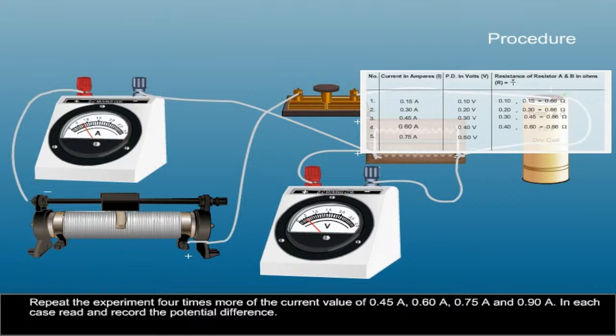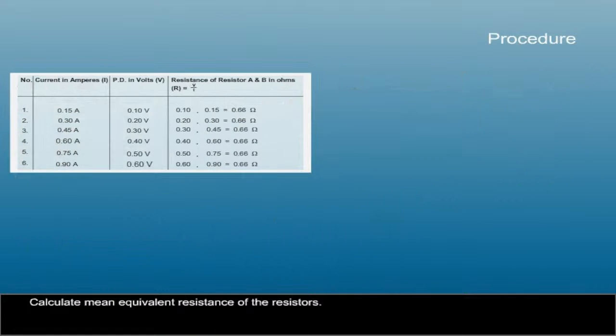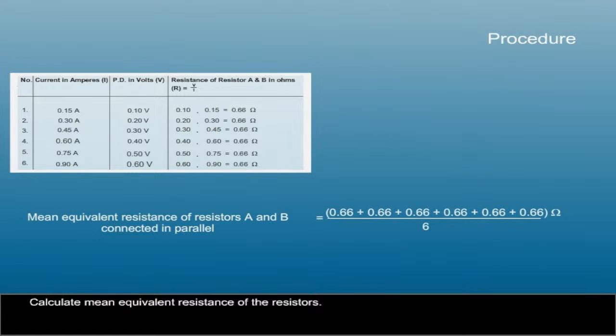0.70 ampere, 0.75 ampere, and 0.90 ampere. In each case, read and record the potential difference. Calculate mean equivalent resistance of the resistors. Mean equivalent resistance of resistors A and B connected in parallel equals total resistance in each case upon number of cases.